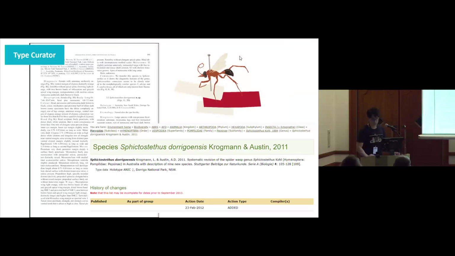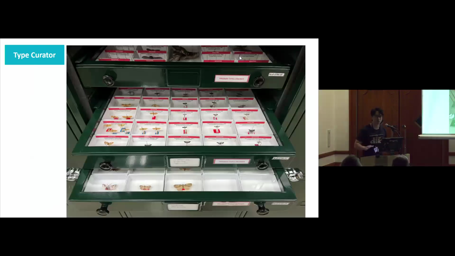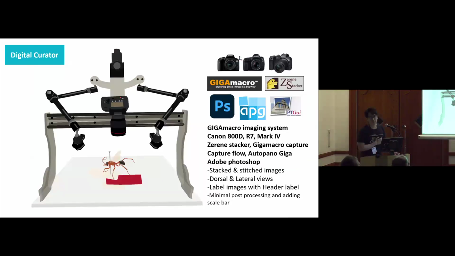I'll pull it out of the collection into a small uni tray that has a header label listing its type status, its information, names, authors, and so on. And then these small uni trays will be put together into a type drawer, and then these drawers will be sent to the imaging team. And then digital curators will take over to do any of the digital work.